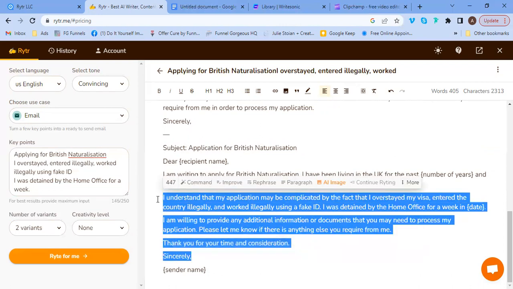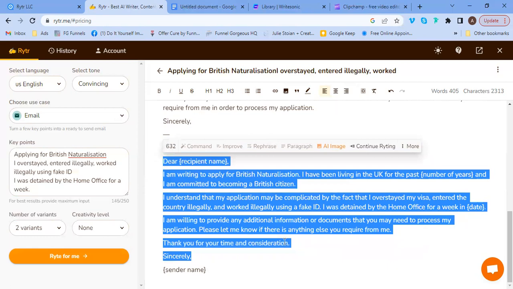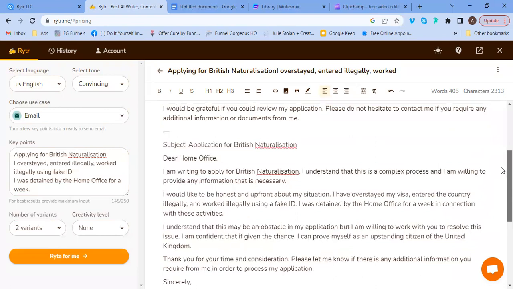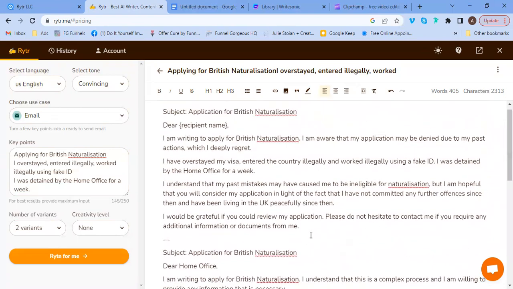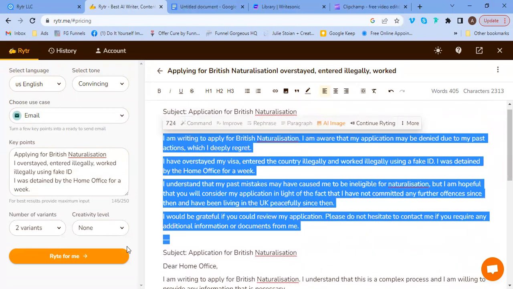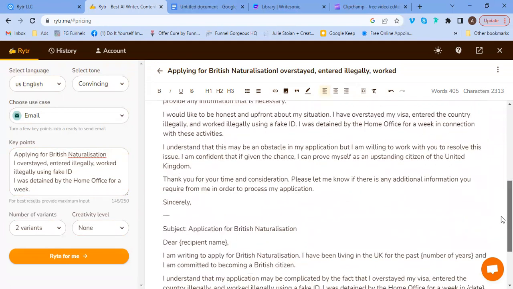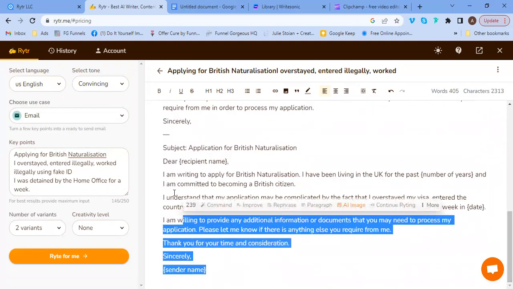Now, this is more like it, okay, because it's factual. It doesn't actually create any other unnecessary wording that we had here earlier. Okay, so for creativity level, I would choose none. Okay, none, more factual. So this is the letter that you need.